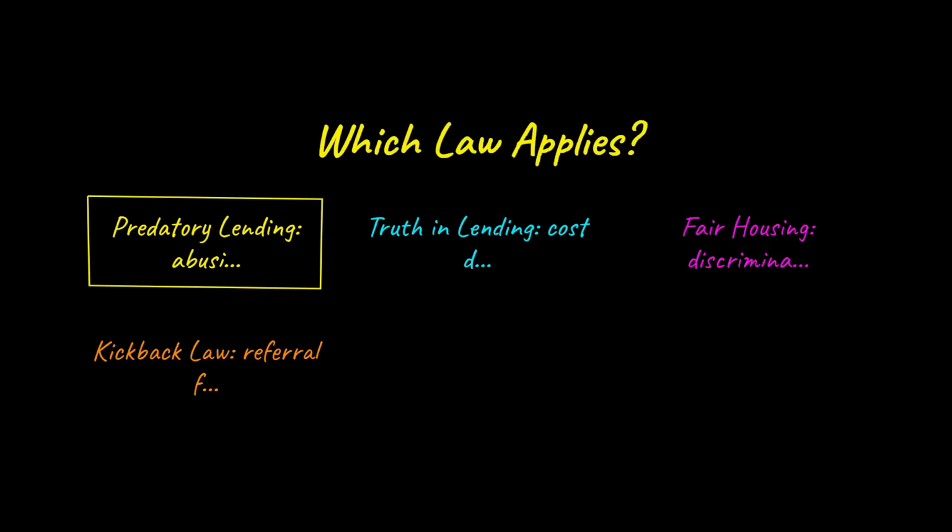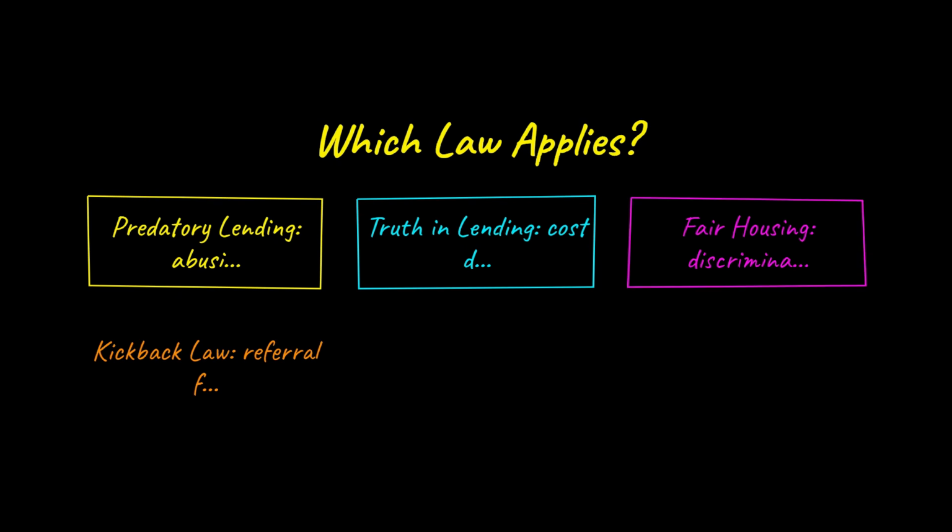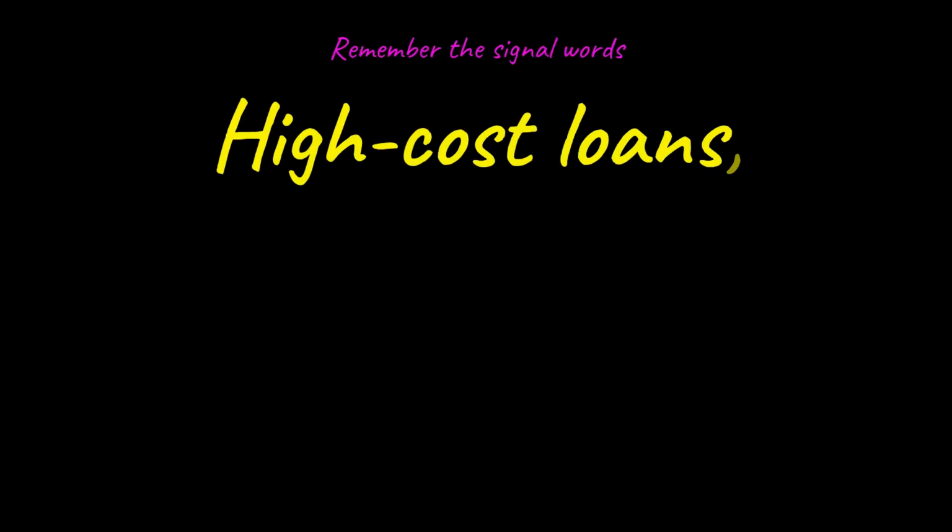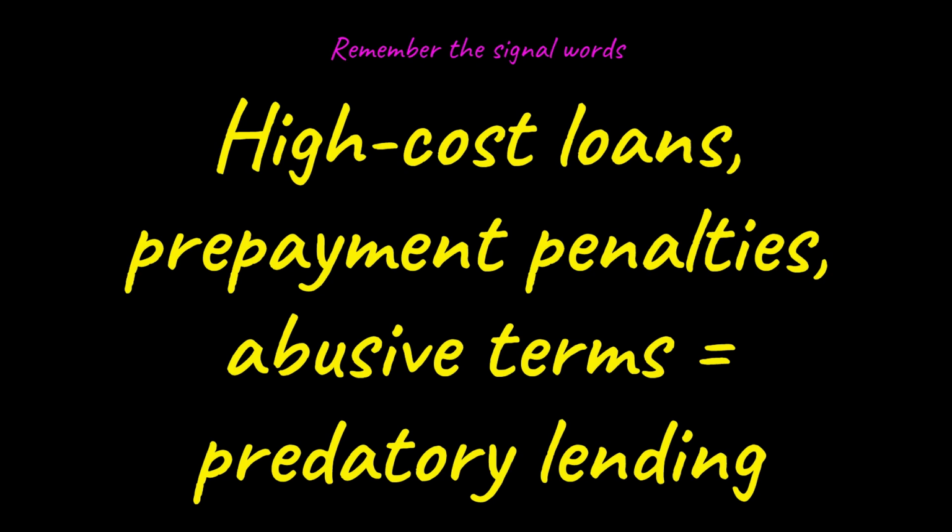Don't confuse this with other lending laws. Truth in lending requires cost disclosure, fair housing bars discrimination, and the kickback law targets referral fees. Only the predatory lending law restricts abusive high-cost terms and prepayment penalties. When you see high-cost home loans and barred prepayment penalties, think predatory lending law, the protection against being trapped in costly debt.